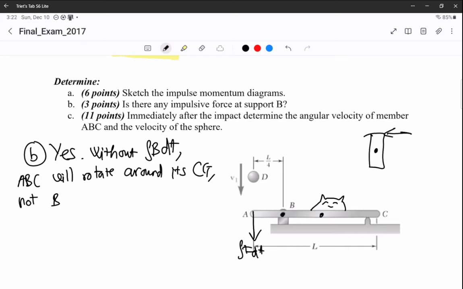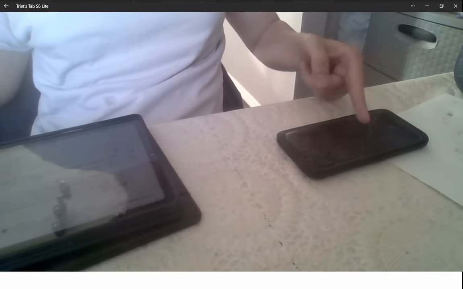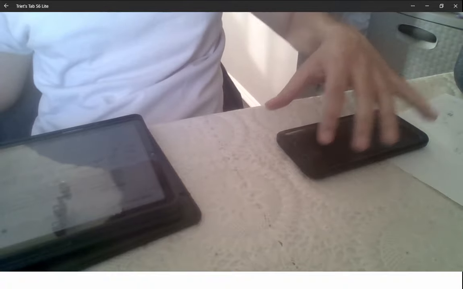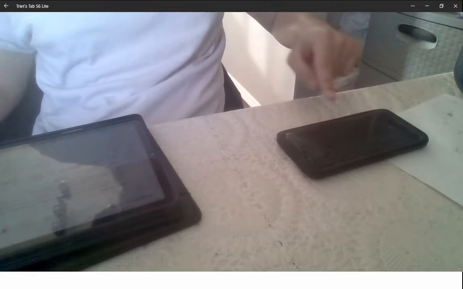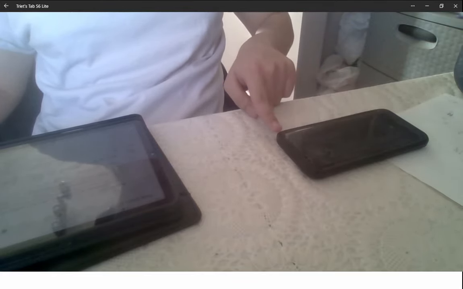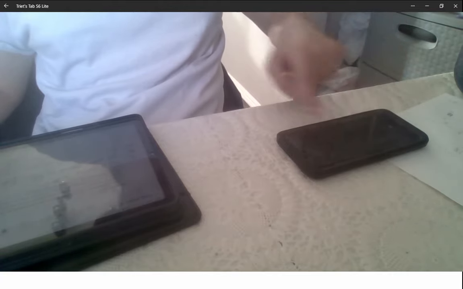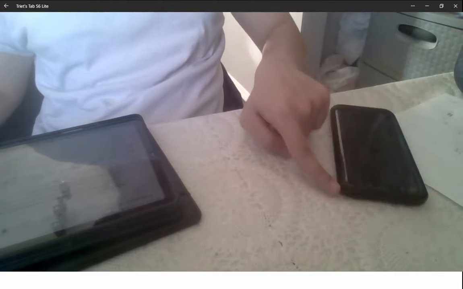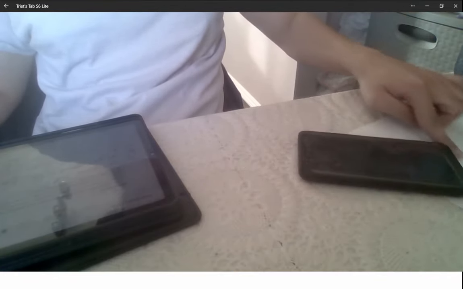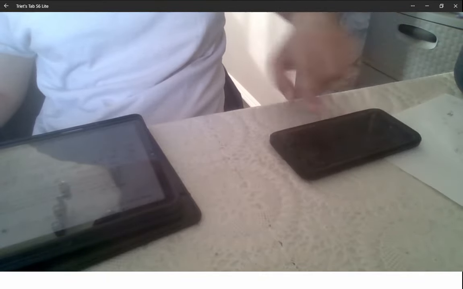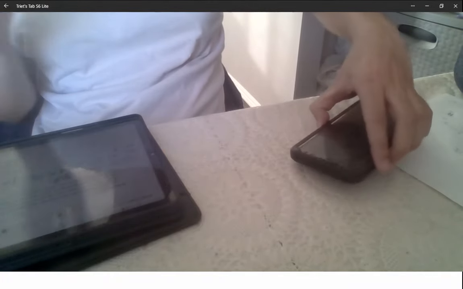So we can do a demonstration to confirm that. This is my phone, pretty uniform, I think, so the center of gravity is right in the middle. If I push at A, this phone is going to rotate around the center of gravity, right in the middle. If I push this way, it rotates around the middle. So that's confirmed, why we have an impulse there.